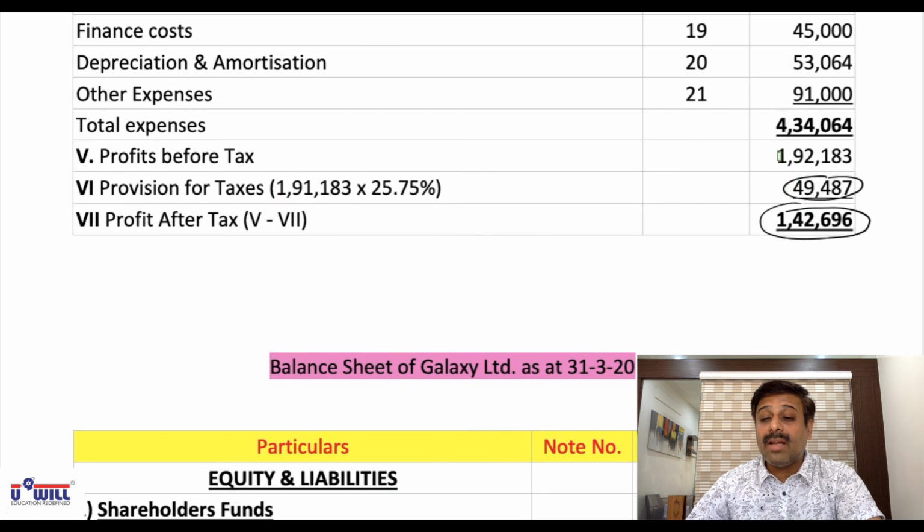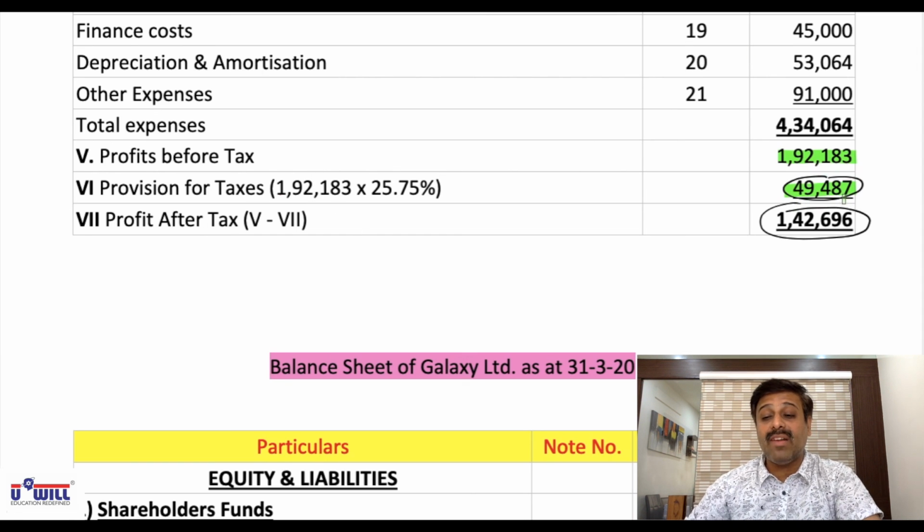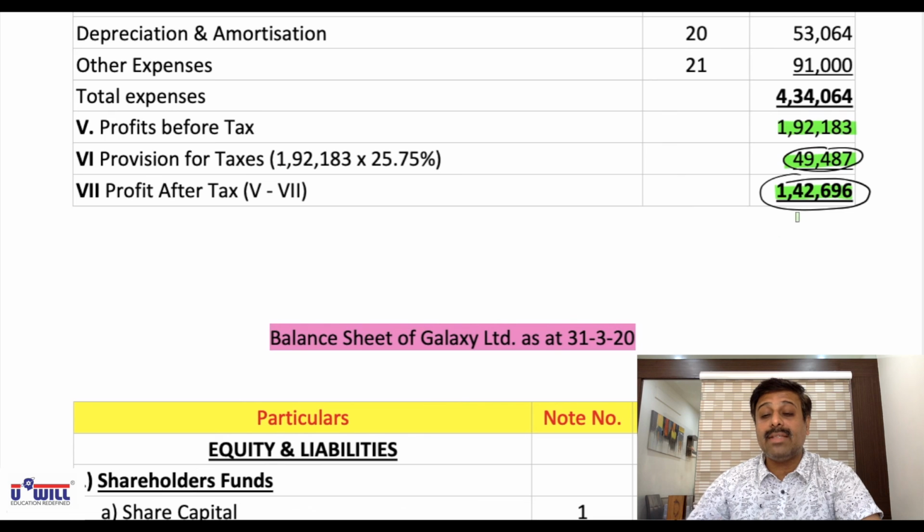Profit will therefore become 192,183 profit before tax. Now 192,183 into 25.75% will be 49487. Profit after tax will become 142,696. Okay, I hope all of you have done these corrections. You can pause the video and do it otherwise.